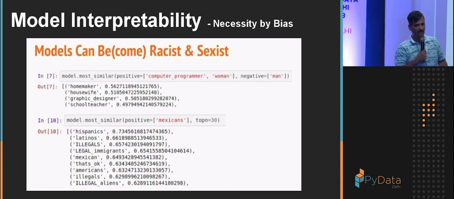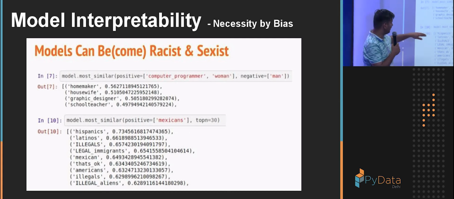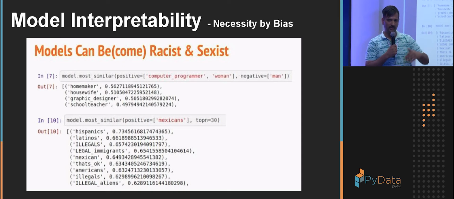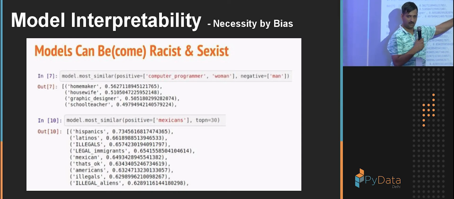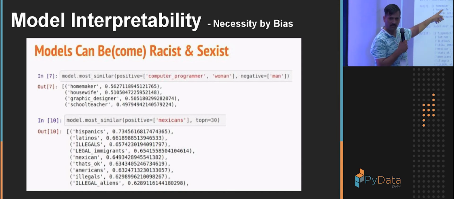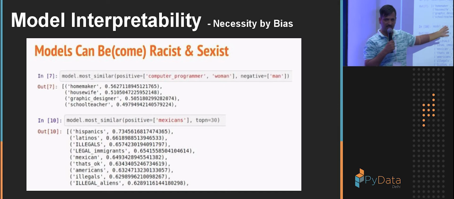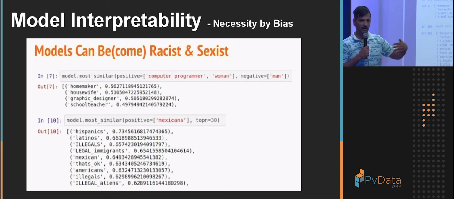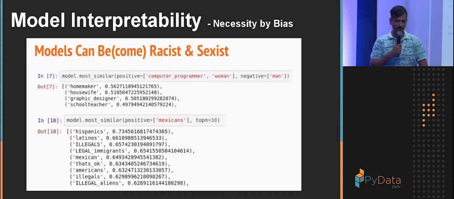That again became a necessity, that you should interpret your models. For example, this is the output of word2vec. On top of word2vec, somebody has run: if man is to computer programmer, then woman is to what? The answer is surprising. It came as homemaker. It came as housewife. The model is already racist here. So if you are predicting on top of this model, you are already doing a bias.